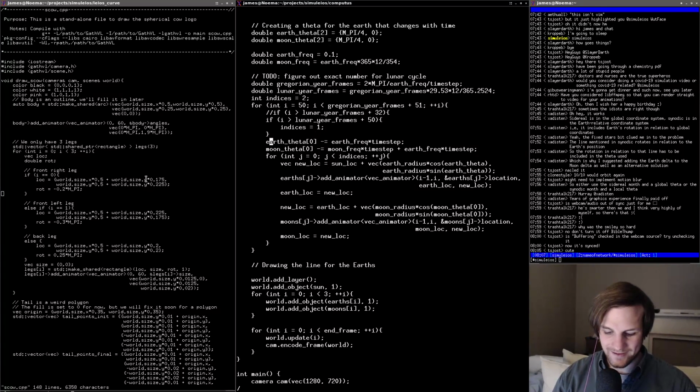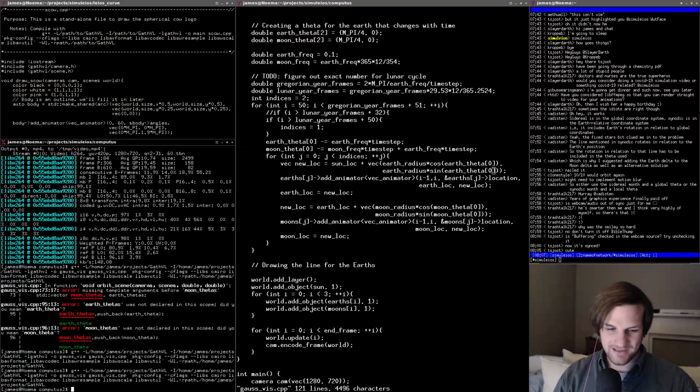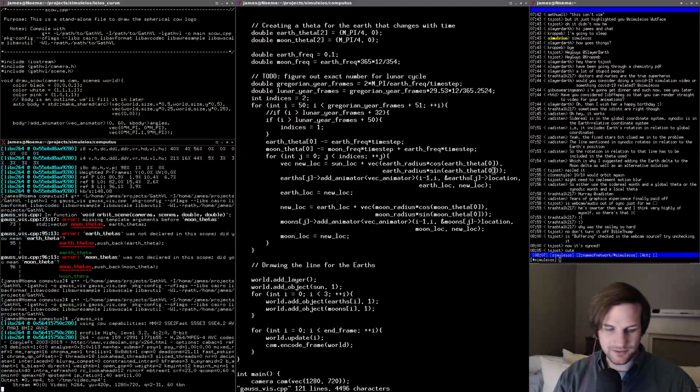Okay. Earth theta. And let's also add a 0 here and there. So this should be, hopefully, if done correctly, compilable. Yeah, okay. So this visualization should be the same visualization we had before.